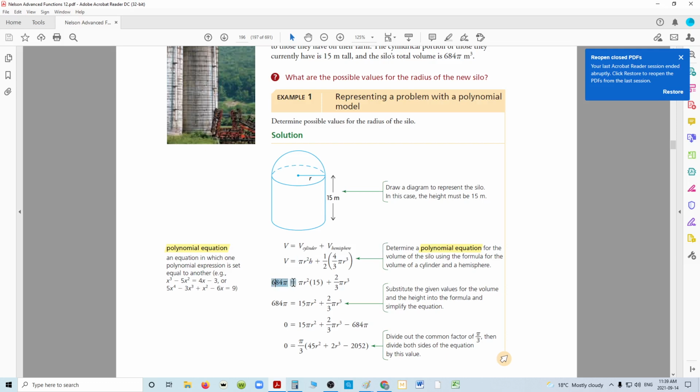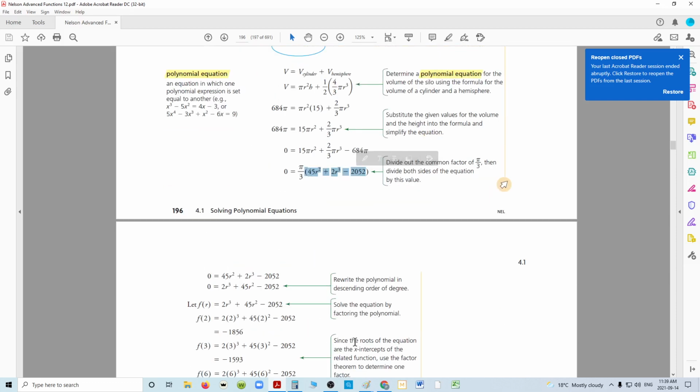Then you have to expand, and they say, well, we want this volume, which is 684 pi. Then you have to put it all on one side like this. Now you have an a, b, c in the quadratic function. They even factored out a common element to make it 45, 2, and minus 20, 52.